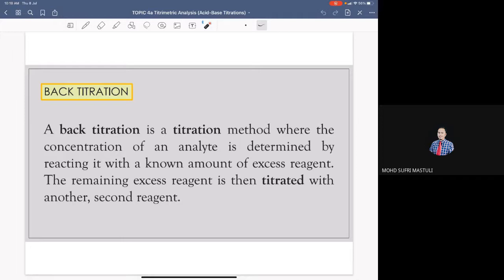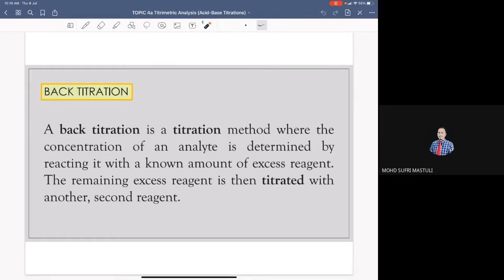In this video, we will continue our topic 4, Titrimetric analysis, specifically on acid-base titration. So in this video, we will focus on the back titration.